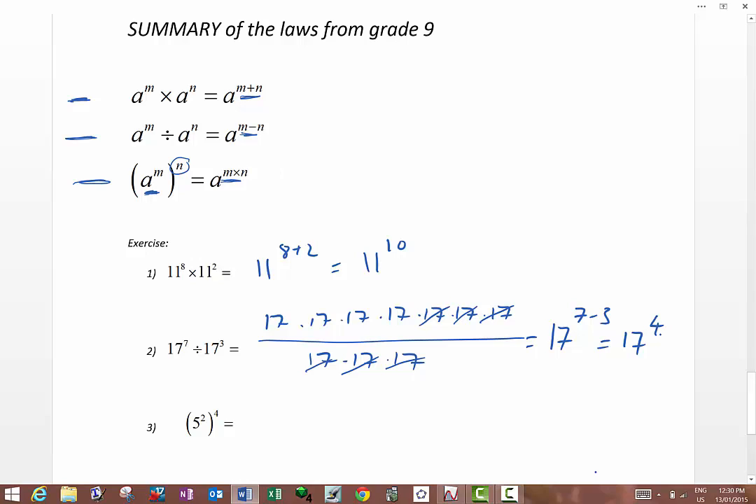And finally, number 3, 5 squared to the power 4. Well, this means 5 squared times 5 squared times 5 squared times 5 squared, and of course this is just 5 to the 2 plus 2 plus 2 plus 2, which is 5 to the power 8. How did you do? I hope those made sense. It's really important that you know these rules and you learn them and you can apply them easily. But remember, these rules only work if the numbers have the same base.